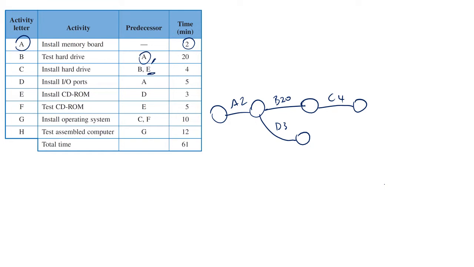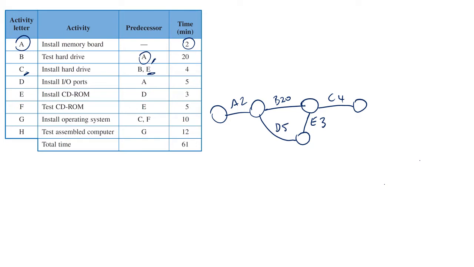Now here comes activity E. It's got to come after D, but you also notice that C's got to be done as well. So if we have a look here, we've got to install a hard drive, and that's got to come after installing the CD. So that tells me that E's got to come before C and D's got to come before E. So we would write our activity diagram right here, and it goes for 3 minutes. I made a mistake with D just looking at that, so let's fix that up as well.